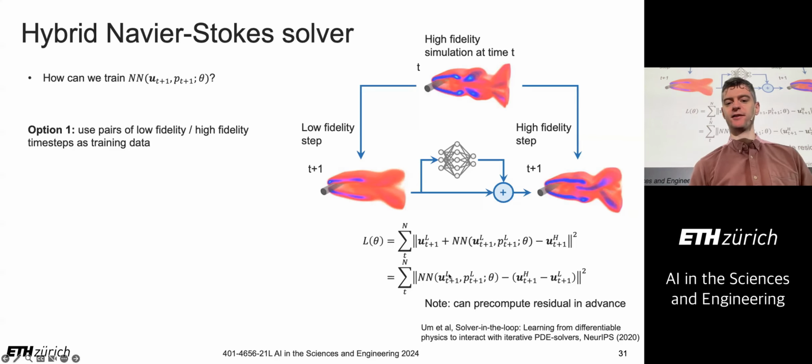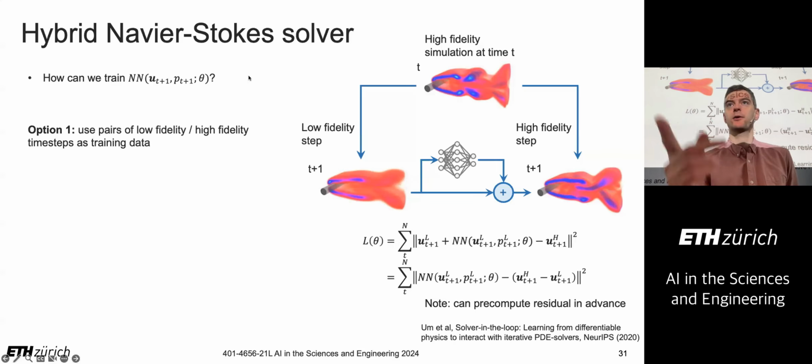First of all, do you understand that the neural network here is just learning the residual between the high fidelity and the low fidelity step? What's more, we can pre-compute this in advance. We can run lots of high fidelity simulations, lots of low fidelity simulations, compute their residual, and then just do the loss function. It's very similar to the first simple residual method that I told you about before.